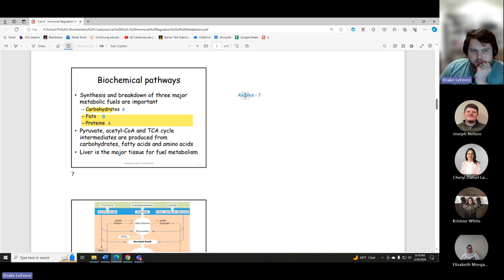This is why a lot of people who drink quite a bit tend to get the belly and tend to gain weight, because alcohol is very quickly digested. It goes right into the bloodstream. And it also has almost double the amount of calories as carbohydrates and proteins. So, fun fact.